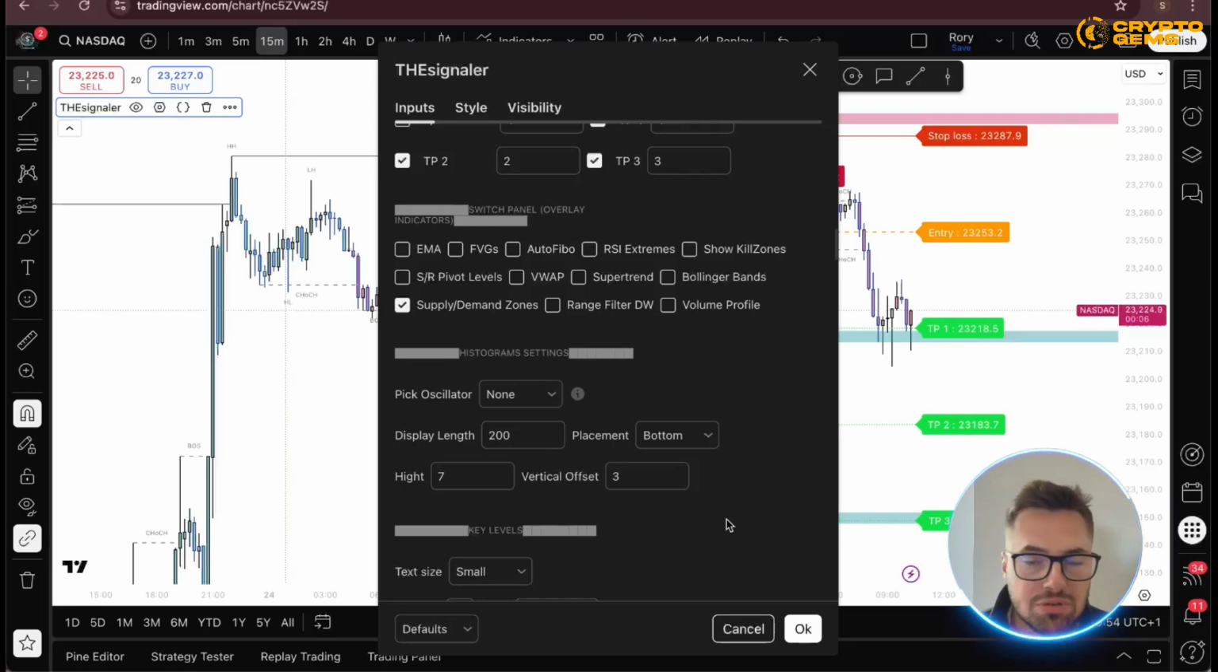You have to remember that TradingView itself does actually cost quite a bit to have more indicators on your chart. So to only have one indicator, it's going to save you in the long run, to be honest.